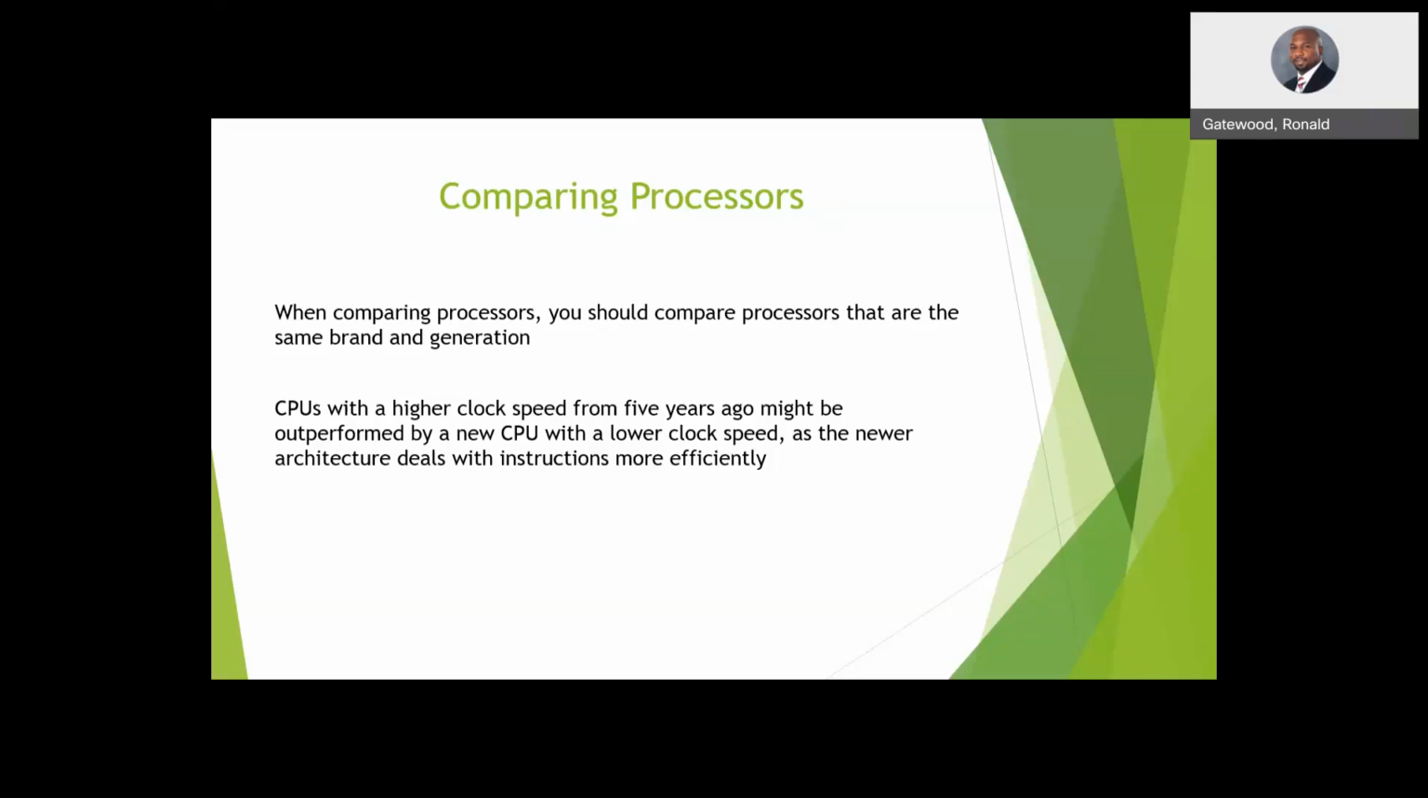So when comparing processors, you should compare processors in the same brand, same generation. And what I mean by generation, a lot of times when a processor vendor comes out with a new set of processors, they might say, hey, this is generation two, generation three, and so on. So you have a processor that was a Gen 1 processor, and now you have a Gen 3 processor, and let's say both of them are i3. Well, it's not a true comparison because the technology has advanced from that i3 Gen 1 to that i3 Gen 3 processor.